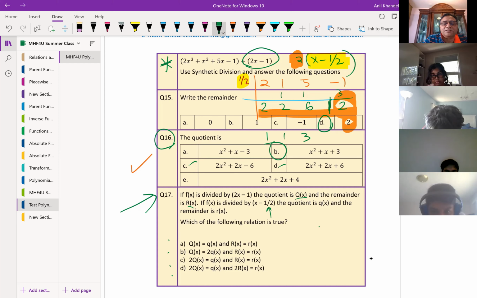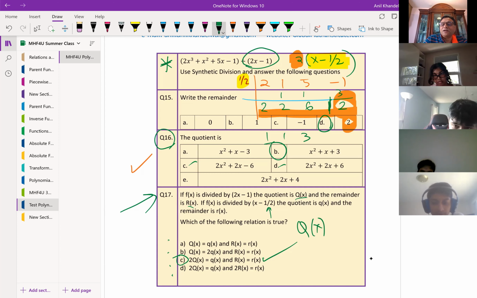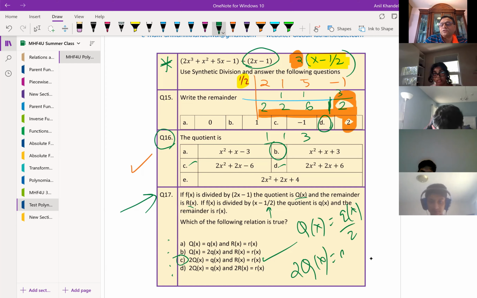So which one is the right answer? I think it would be 2q of x equals q of x. Correct. And r of x equals little r of x. 2q of x, because that means q of x is equal to half of q of x, right? Yeah, that is 2q of x equals q of x.